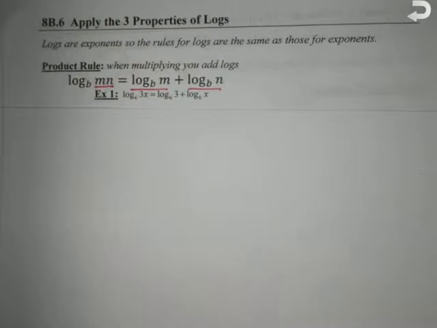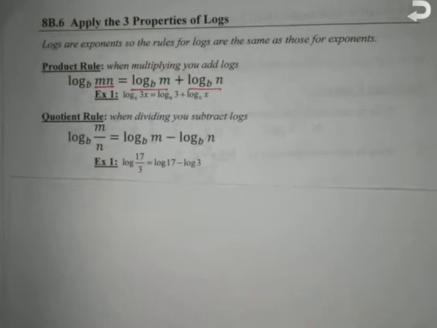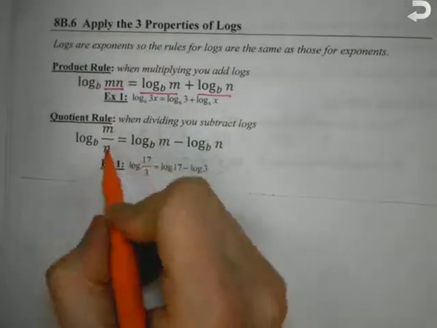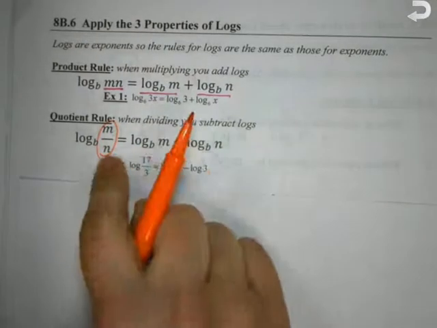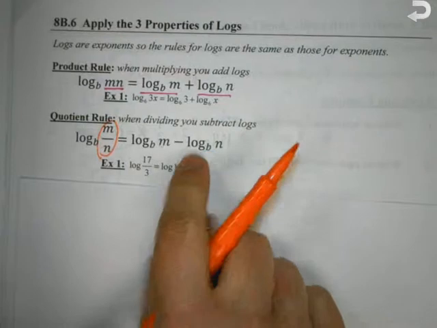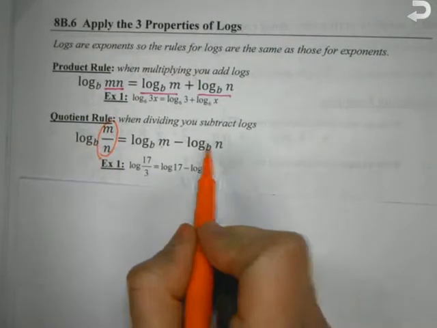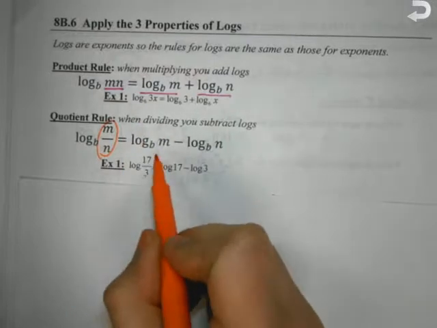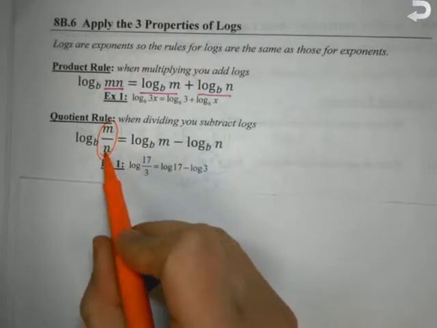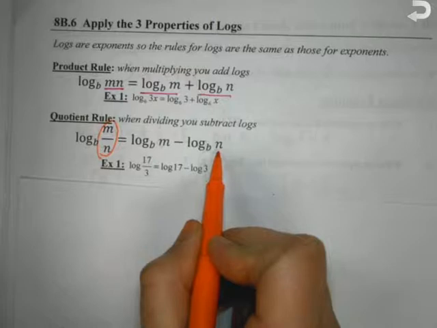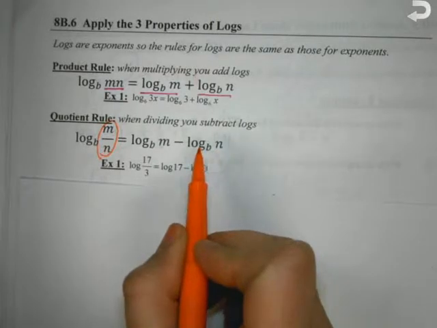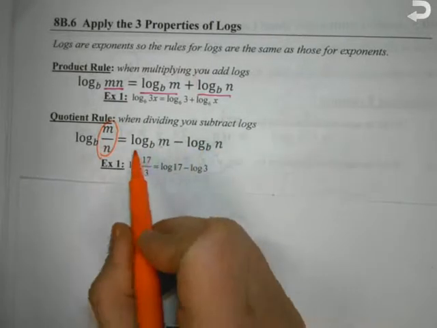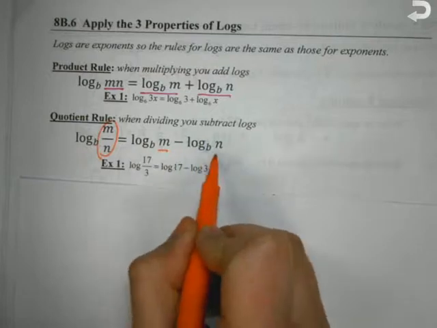Okay. There's also the quotient rule. Now, quotient is the opposite of product. So what's the opposite of addition? Subtraction. So if we're ever dividing a number right here, we can split it up into 2 logs of the same base and then subtract them. Okay, now the number on top is going to be the first number in the subtraction. The denominator of the quotient is going to be the second number. Okay, so order does matter here.